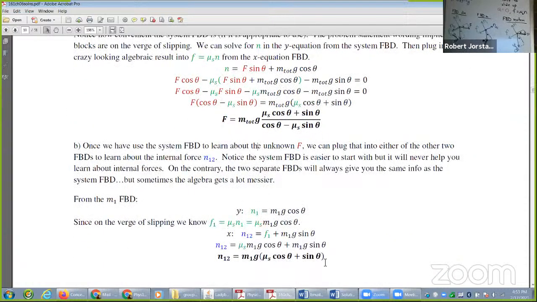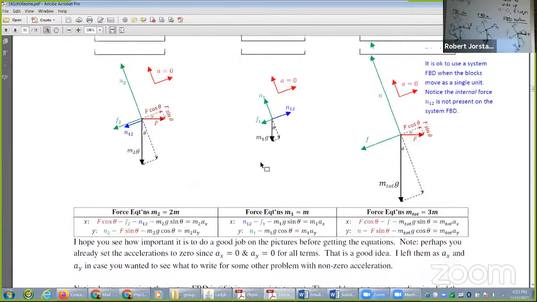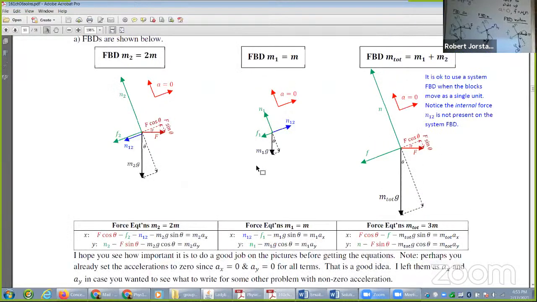We could figure out the normal force between them. So we could figure out all kinds of weird stuff there. The rest is just algebra. This is kind of what we need to focus on. So see if there's anything in there that you have a question about. Maybe take a second and make sure you feel okay with the force equations.